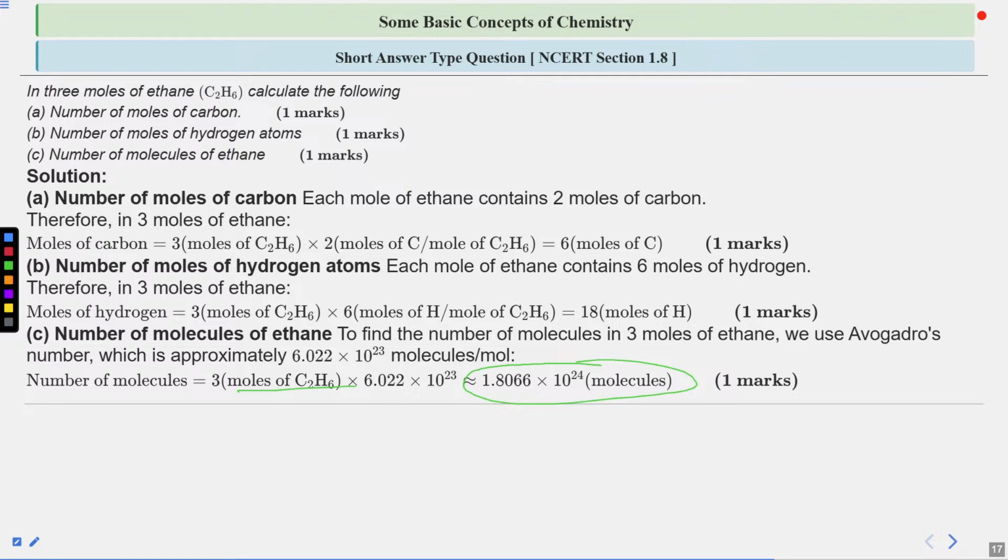No, ethane's formula is C2H6. Methane formula is CH4. Ethane formula is C2H6. Okay. So these are the 3 parts of the question.